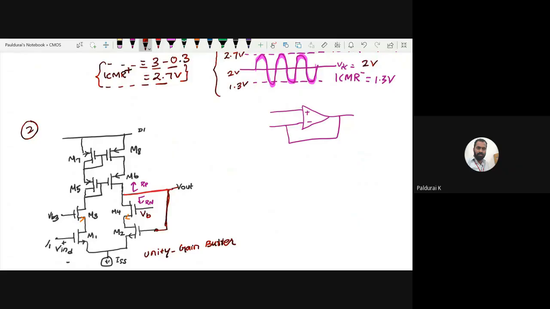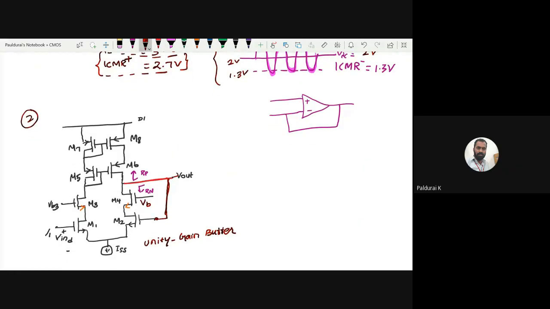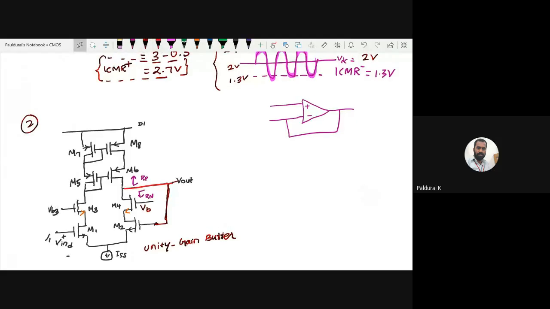Which one will work as a better unity gain buffer? It is figure 1. This figure 2, the telescopic op amp: you cannot use a telescopic op amp as a unity gain buffer. That is the conclusion that we are going to derive. So the conclusion: we cannot use a telescopic op amp as a unity gain buffer.